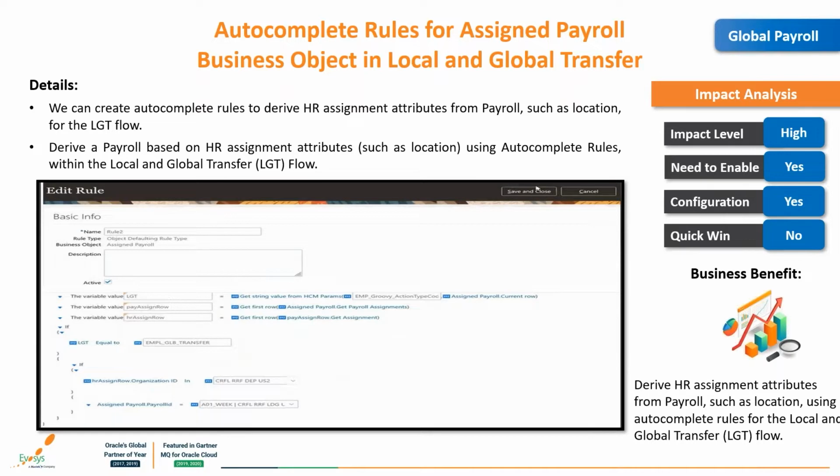For example, let's say we have multiple payrolls defined in the system and the payroll is different for different legal employers. The payroll is different for different business units, or the payroll is different for different locations.